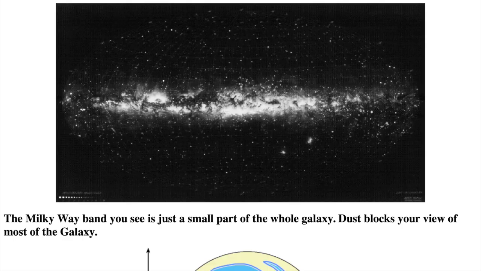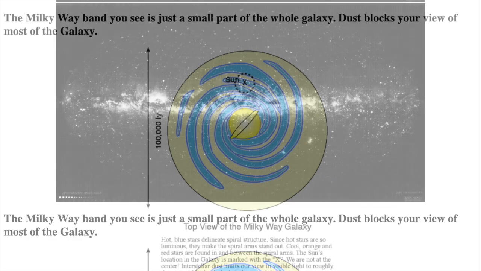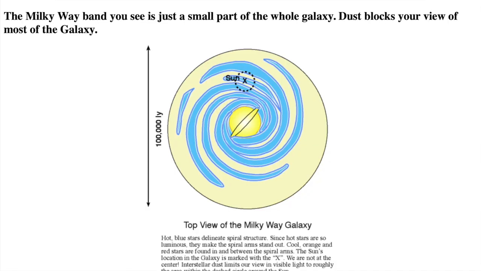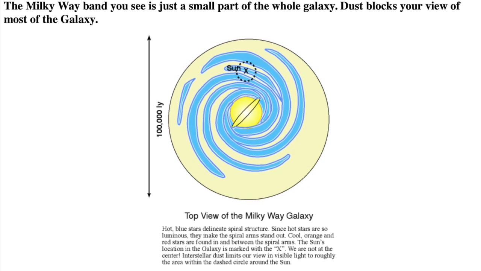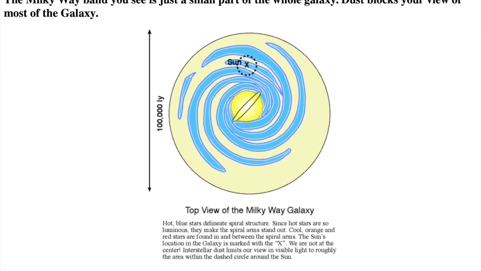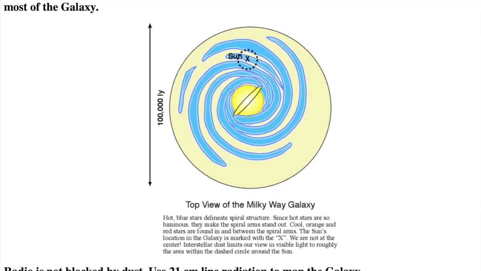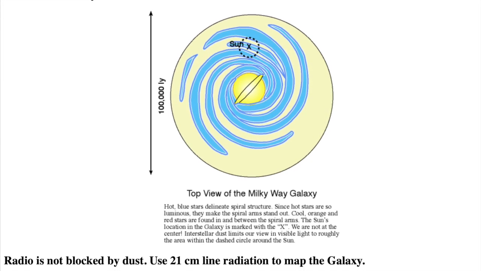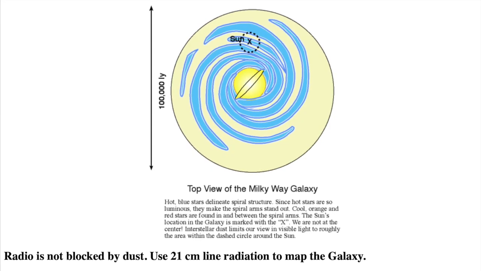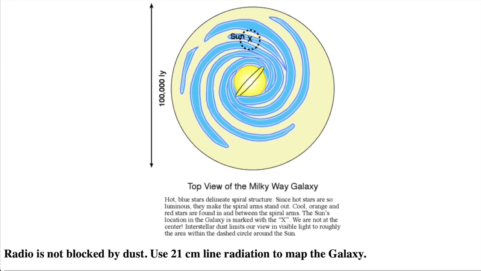This video lecture is about the structure of our home galaxy, the Milky Way. The Milky Way band you see on a dark sky far from the city lights is just a small part of the whole galaxy because the dust in the interstellar medium blocks our view of most of the galaxy in the visible band and shorter wavelengths. We need to use longer wavelengths of light such as infrared, and even better, radio, which are not blocked by the dust to map the galaxy. I explained in the previous lecture how we use the 21 centimeter line radiation to map the galaxy.